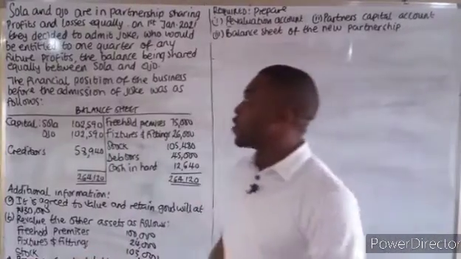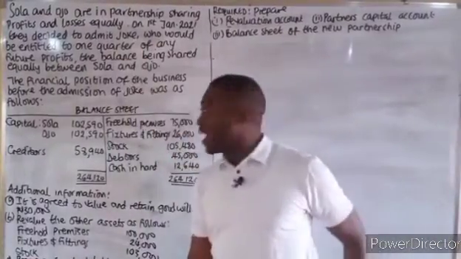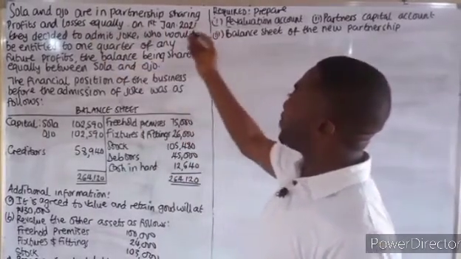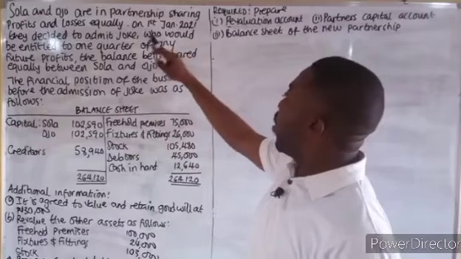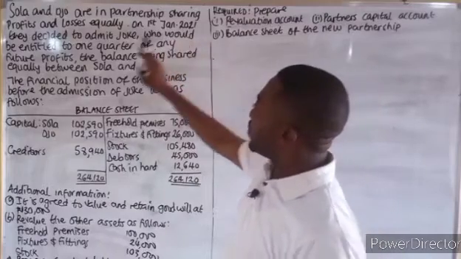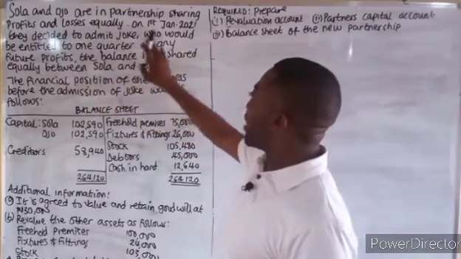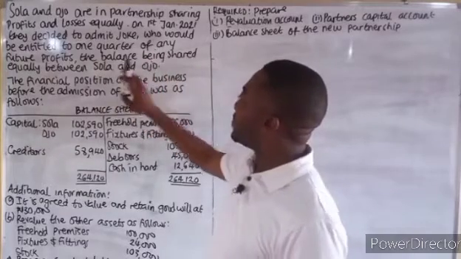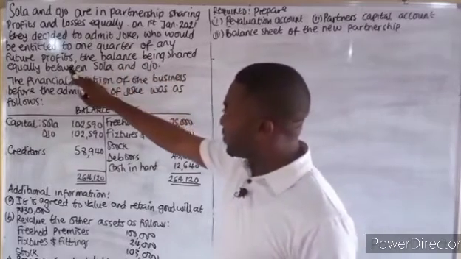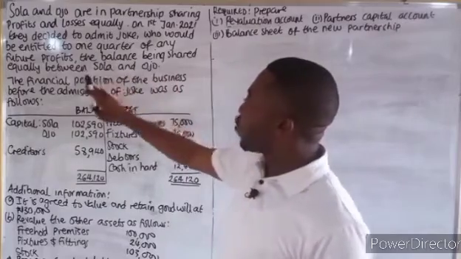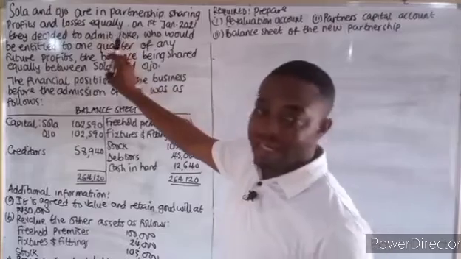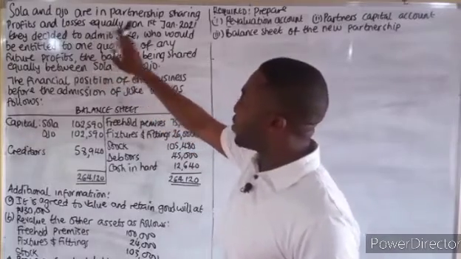Now let's see this question on revaluation. Like we said, it says Sola and Ojo are in partnership sharing profits and losses equally. On 1st January 2021, they decided to admit Joke, who would be entitled to 1/4 of any future profit, the balance being shared equally between Sola and Ojo. So they are both partners and they share profit and loss equally.